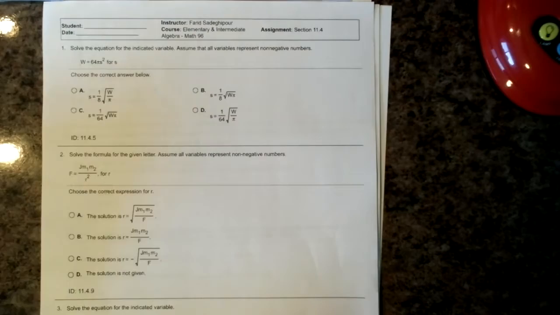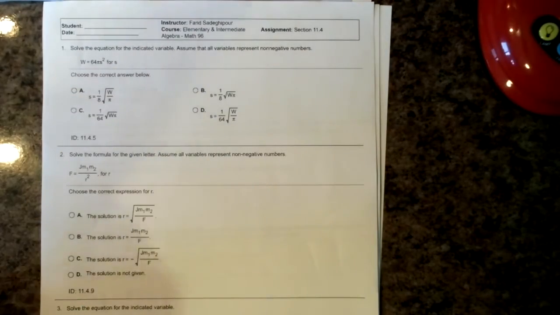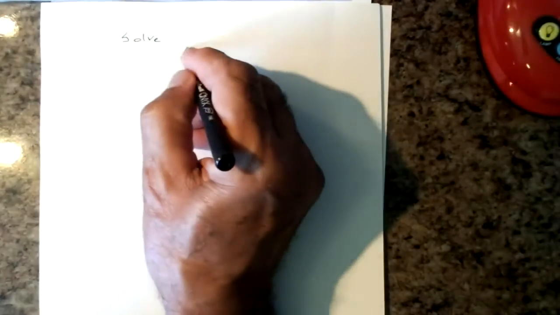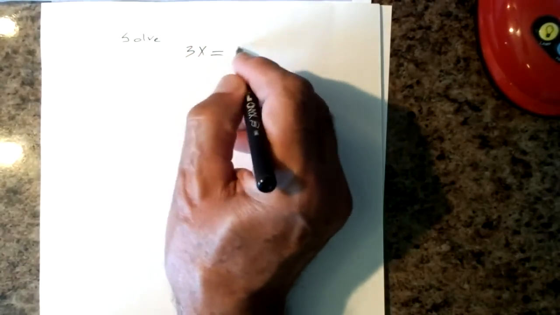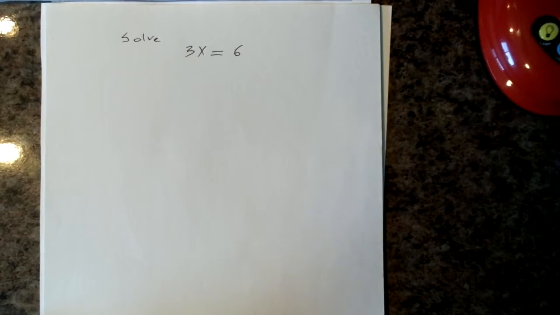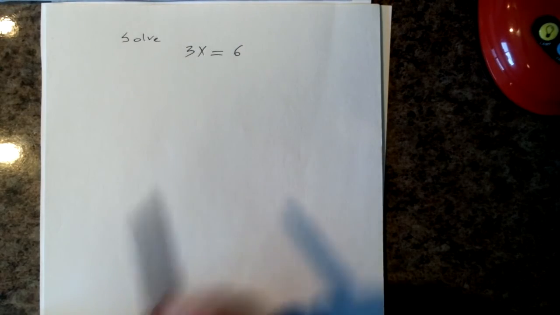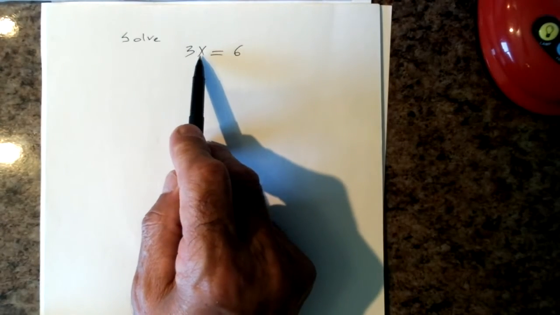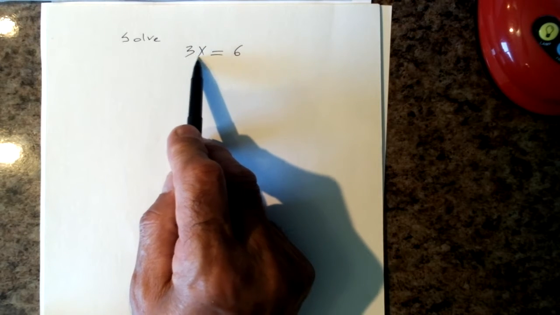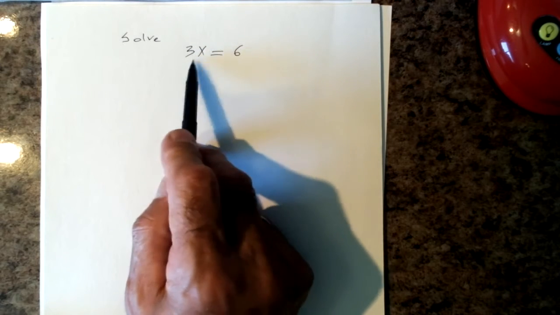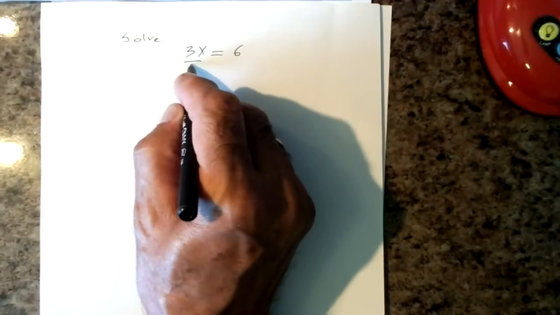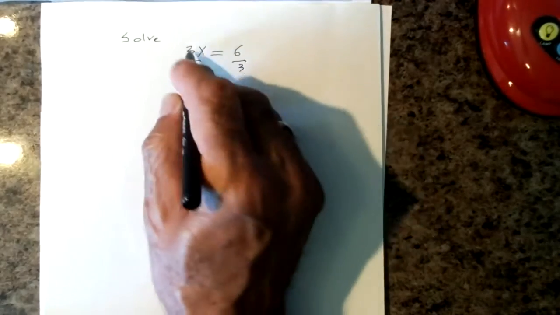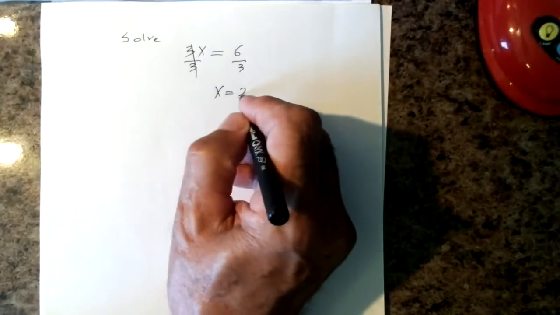Section 11.4. Let's say you want to solve equations like this. Solve 3x is equal to 6. So you understand, in order to solve for x, you need to have x by itself. So I need to divide both sides by 3. So x equals 2, right?